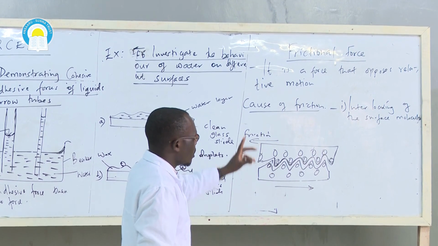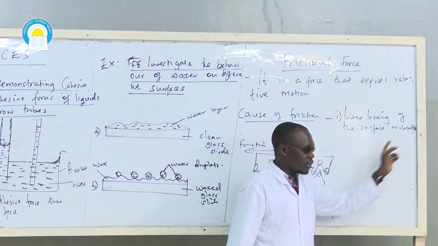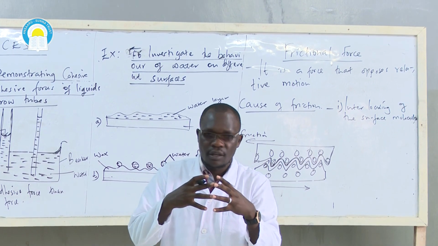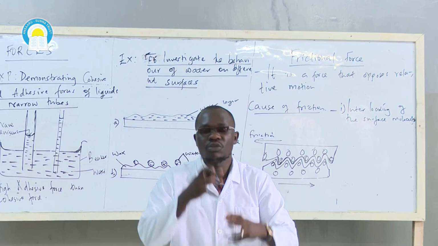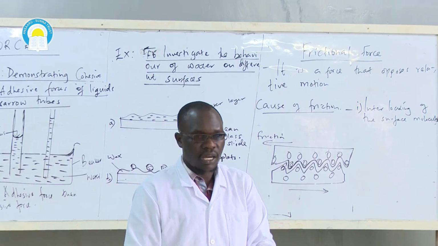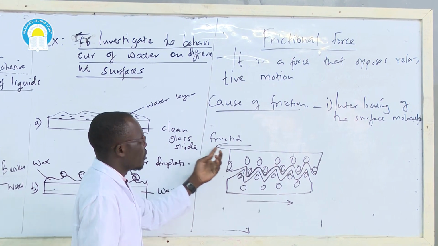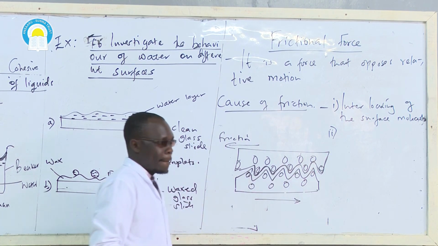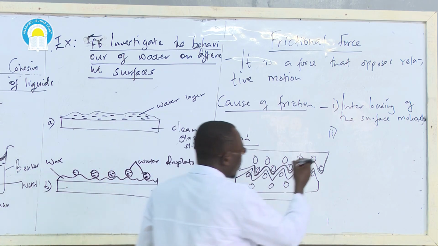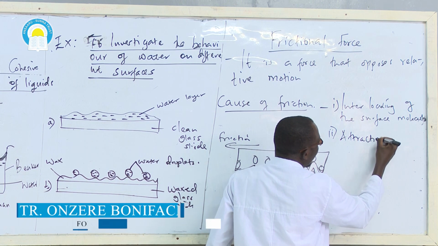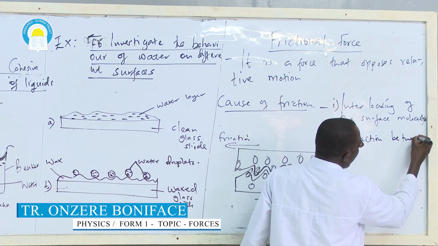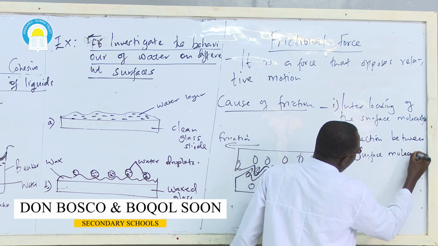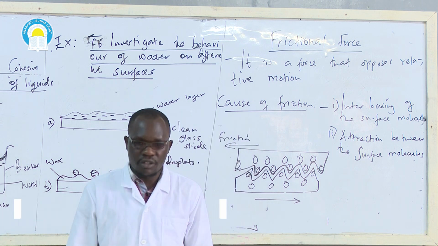So one, friction is caused by the interlocking of surface molecules. These are surface molecules. When I bring these two hands together, the surface molecules are going to interlock. And when they interlock, work has to be done to make sure that there is movement past each other. And then when that work is done, it results into what you are calling the friction force. Number two, friction force is caused by attraction between the surface molecules.